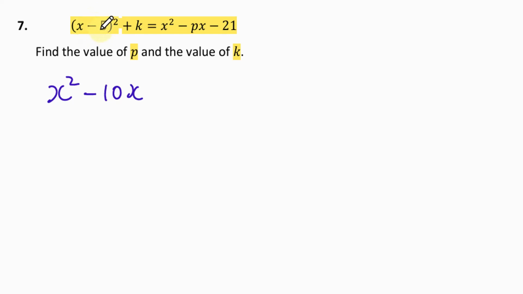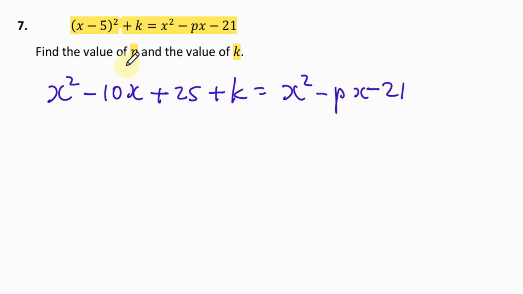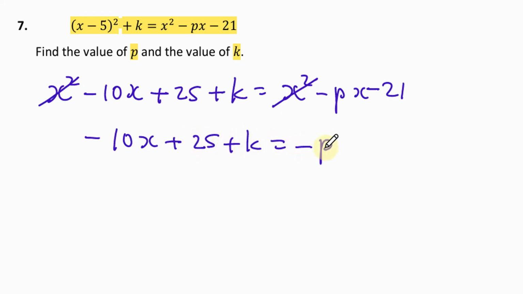And the second term squared, so plus 25, because negative 5 squared will give us positive 25. Then we still have plus k on the left-hand side. The x squareds will cancel on both sides. And we're left with negative 10x plus 25 plus k equals negative px minus 21.